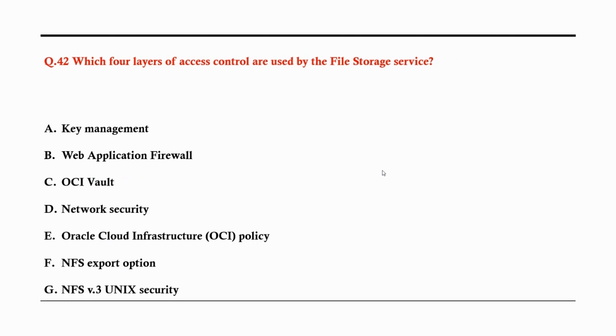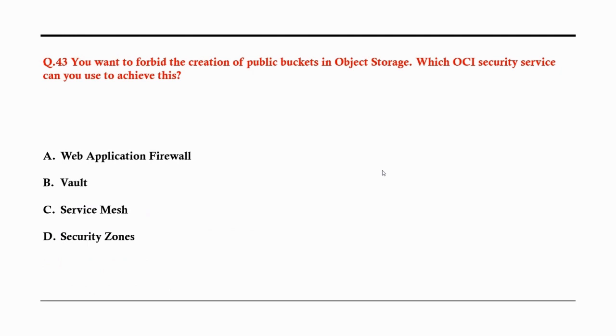Question 42. Which four layers of access control are used by the file storage service? The correct answer is D, E, F, and G. This type of access control is allowed by the file storage service. Answer D is network security, E is Oracle Cloud Infrastructure policy, F is NFS export options, and G is NFS version 3 Unix security.